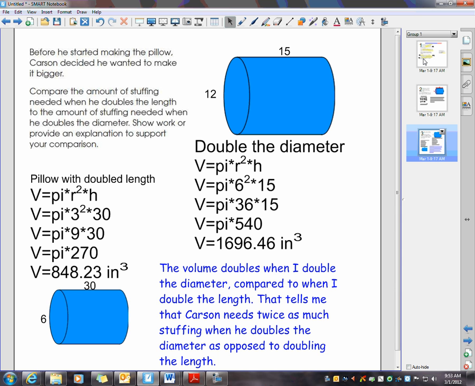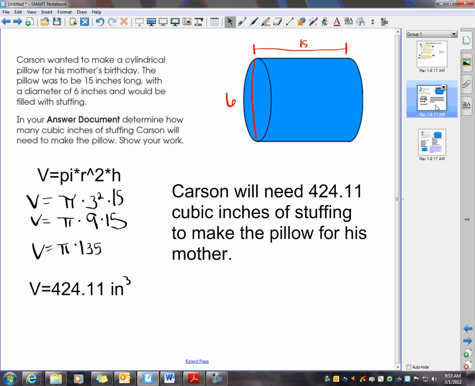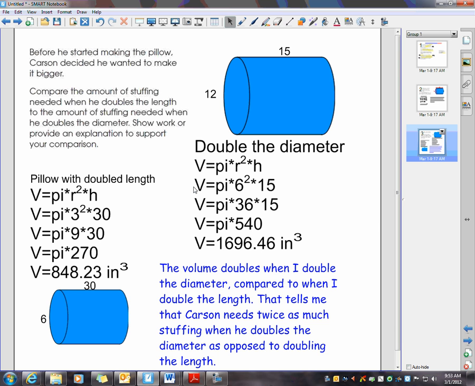Just to double check, this is a 4-point question. I had 4 tasks. This was my first task, second task, third task was to double the diameter, and the 4th task was to compare. So if you did all that, you would have gotten a 4 out of 4. So I would like to see this the next time you have a problem like that.